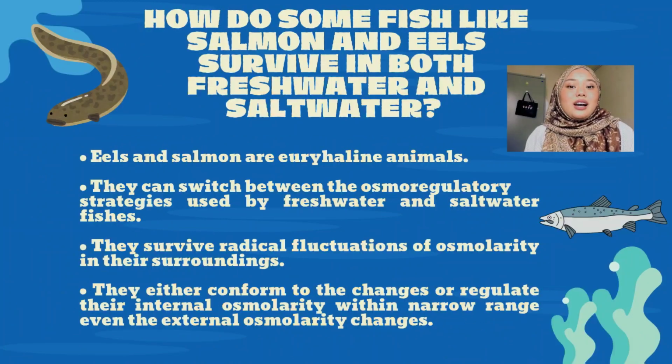So, how do some fish, like salmon and eels, survive in both freshwater and saltwater? For your information, eels and salmon are euryhaline animals. Euryhaline animals can switch between the osmoregulatory strategies used by freshwater and saltwater fishes. They survive radical fluctuations of osmolarity in their surroundings. They will either conform to the challenges or regulate their internal osmolarity within a narrow range, even when the external osmolarity changes.